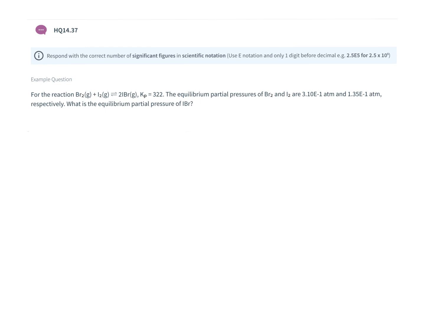This is a little bit different than the calculations we set up in class because we don't have to go through an ICE table. We already know the concentrations. They tell us the equilibrium concentration of bromine and iodine are this and this. They even tell us the Kp. We're just asked to find what is the partial pressure of iodine monobromide at equilibrium.